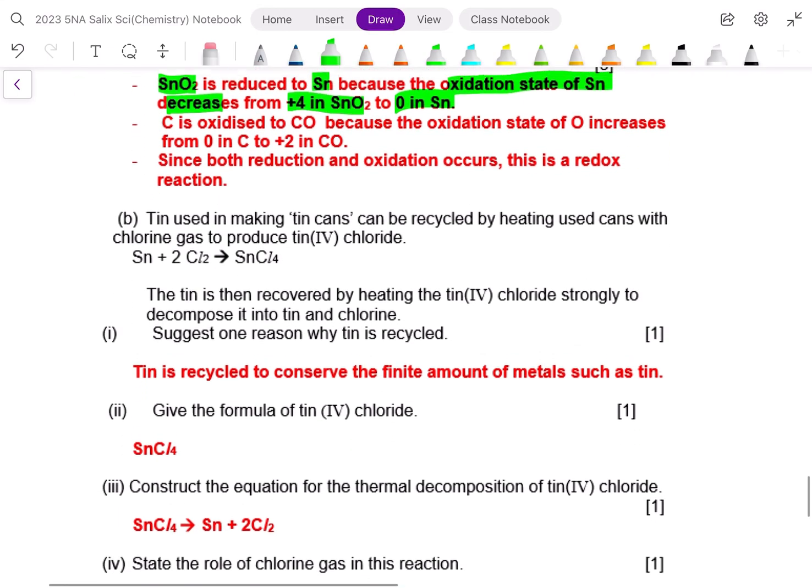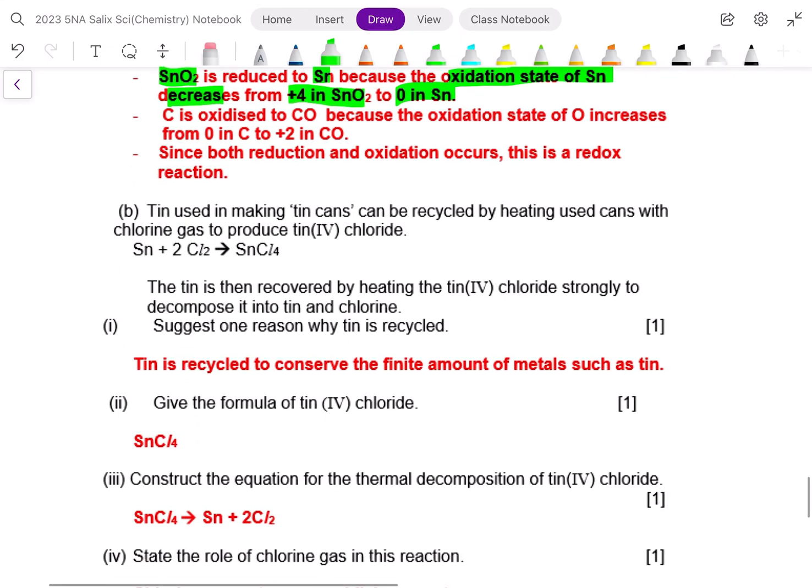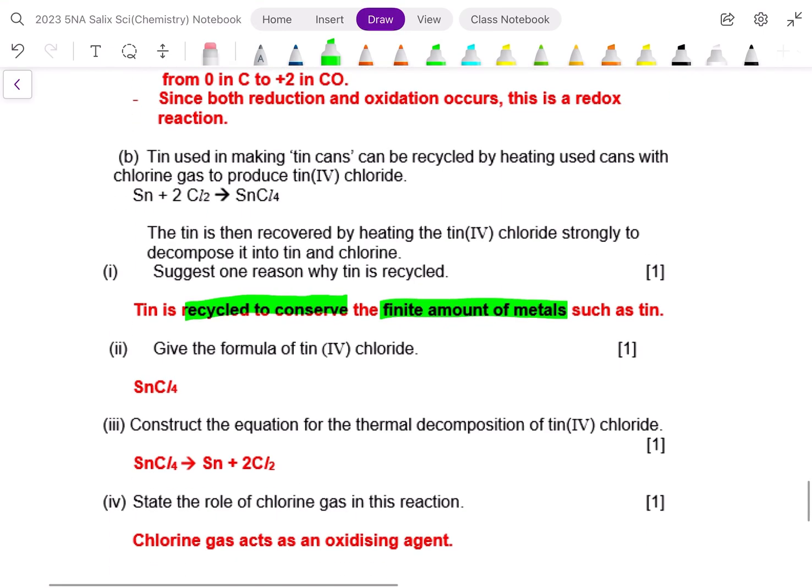The tin used in making tin cans can be recycled by heating the used cans with chlorine gas to produce tin(IV) chloride. The tin is then recovered by heating the tin(IV) chloride strongly to decompose it. Give one reason why tin is recycled: to conserve the finite amount of metals such as tin.